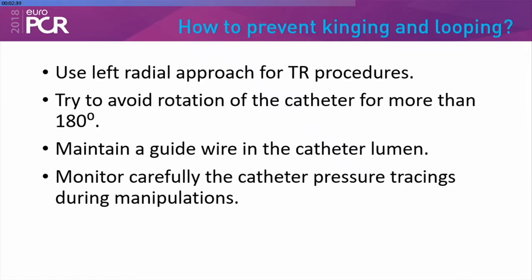How can this be prevented? It can be prevented by using the left radial approach for TR procedures. Try to avoid rotation of the catheter for more than 180 degrees. Maintain a guide wire in the catheter lumen, if necessary through the Y connector, and monitor carefully the pressure tracing during manipulation. It's very essential for us.